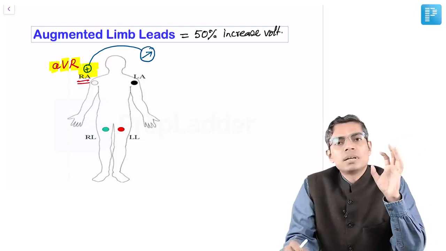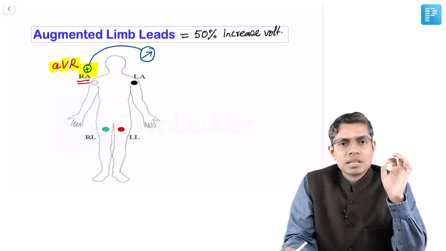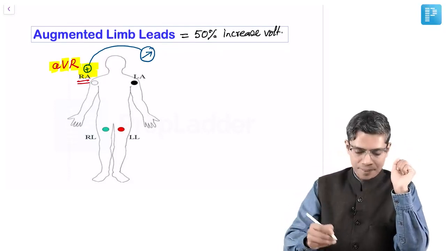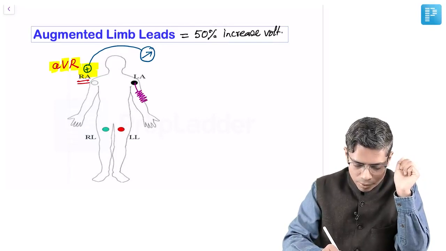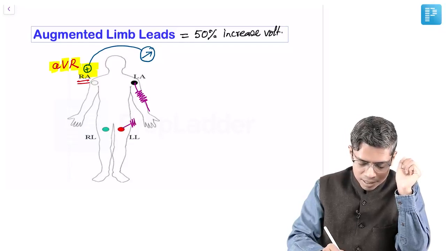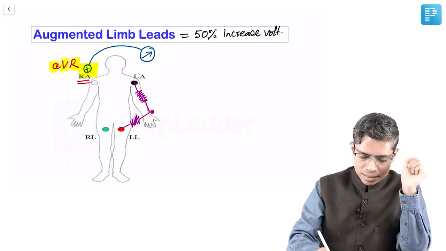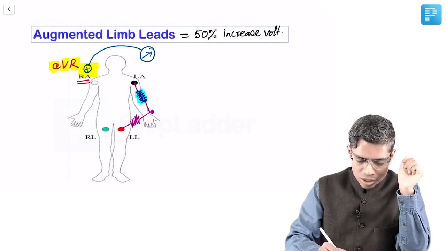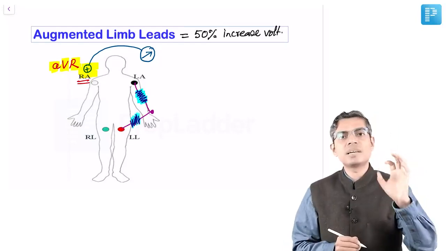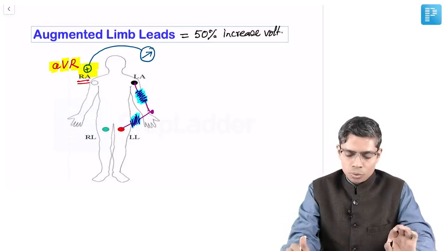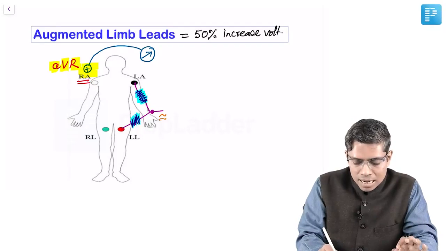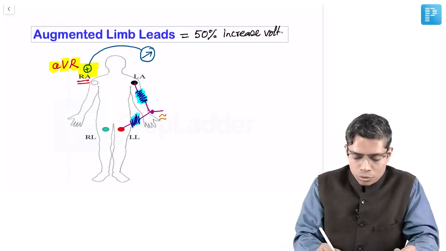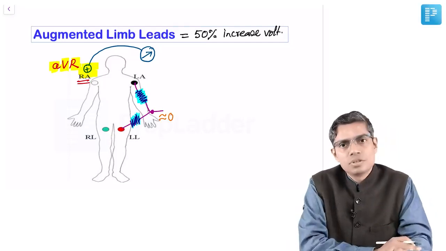Now I have to find one indifferent point where the voltage will be near equal to 0. How to do that? The other two reference points, the left arm reference point and the left foot reference point, are connected with one another. But in this connection, I have given a high resistance, near equal to 5000 ohm. Whenever you give this huge amount of resistance, what will happen to the current flow at this point? Obviously current flow will be near equal to 0. So what will be the potential at this point? The potential will be near equal to 0.